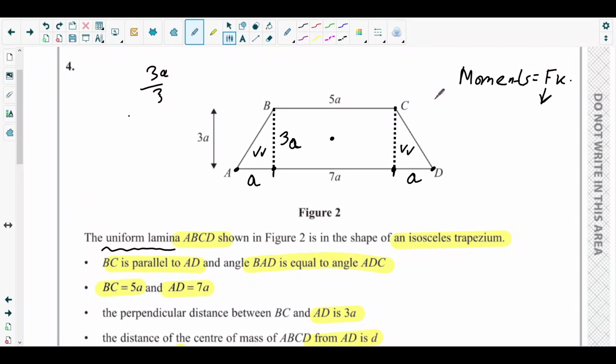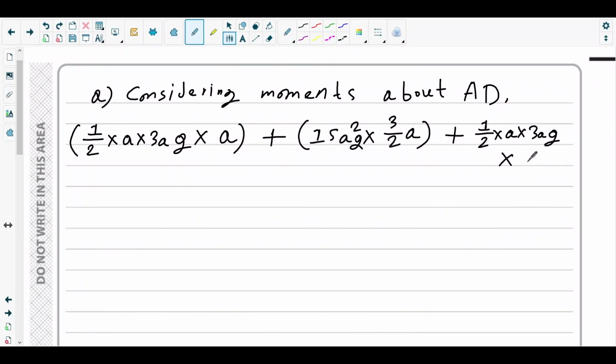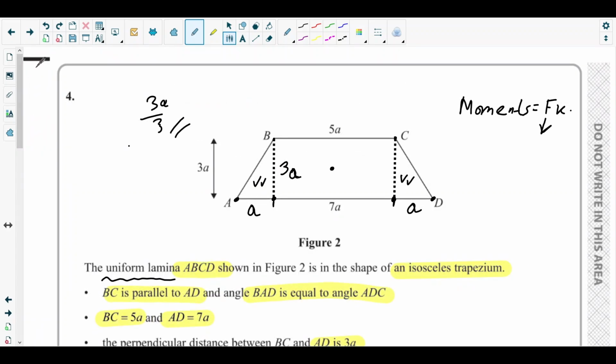So the average of the three y coordinates is 3a over 3, which is just a. Okay, so this is the moments about AD. This is equal to the resultant moment. The resultant moment is acting through the center of gravity. Since it is a symmetrical shape, the center of gravity of the whole shape will definitely be right at the middle.